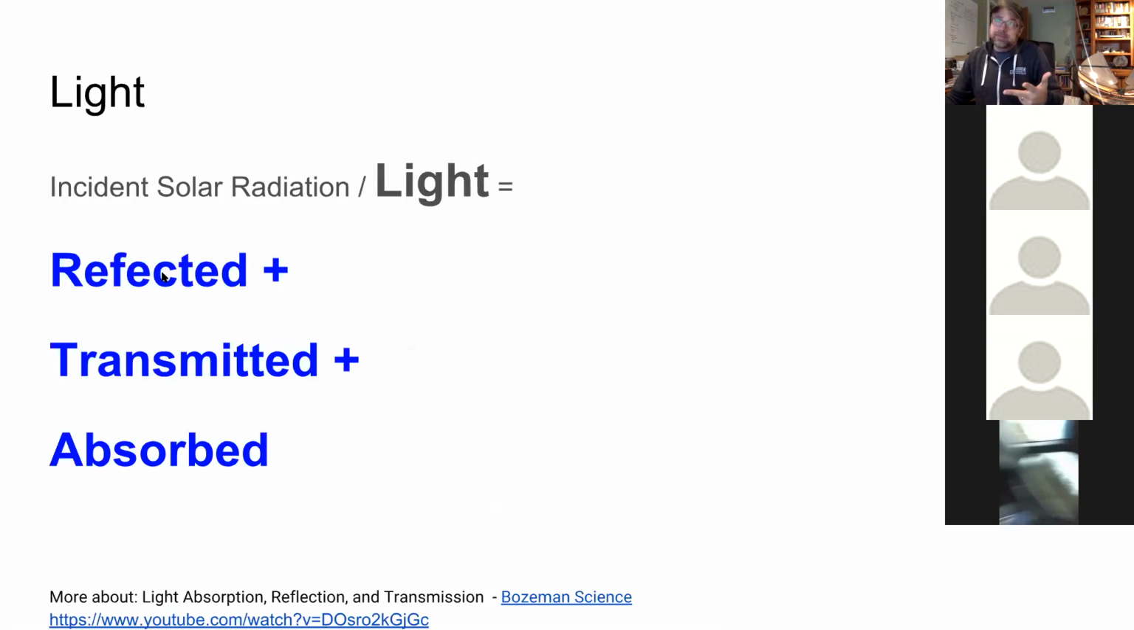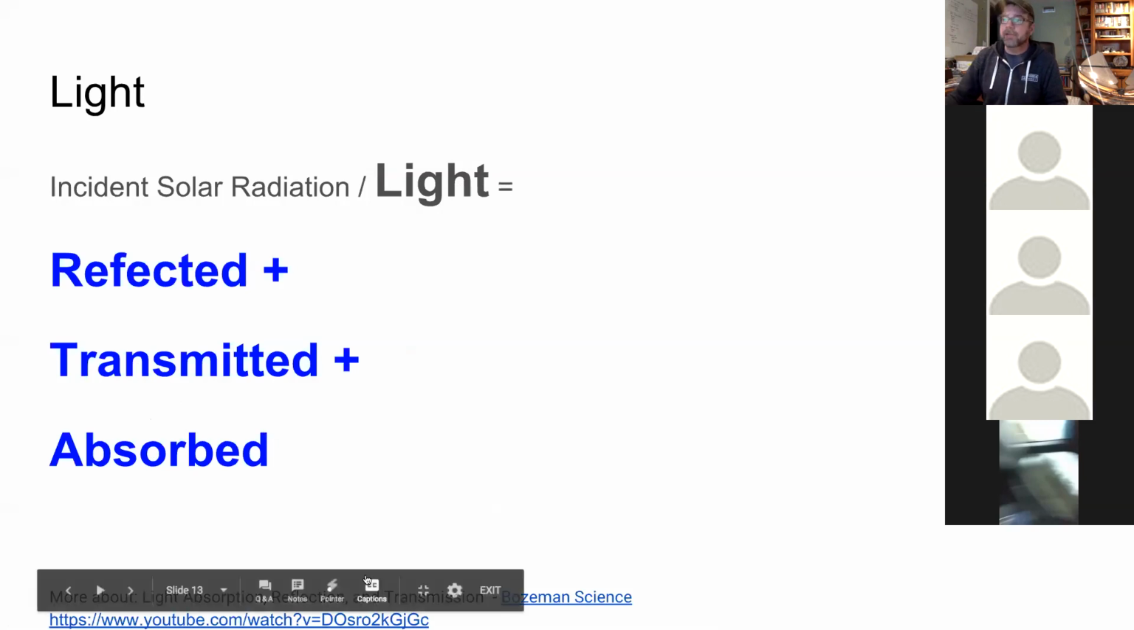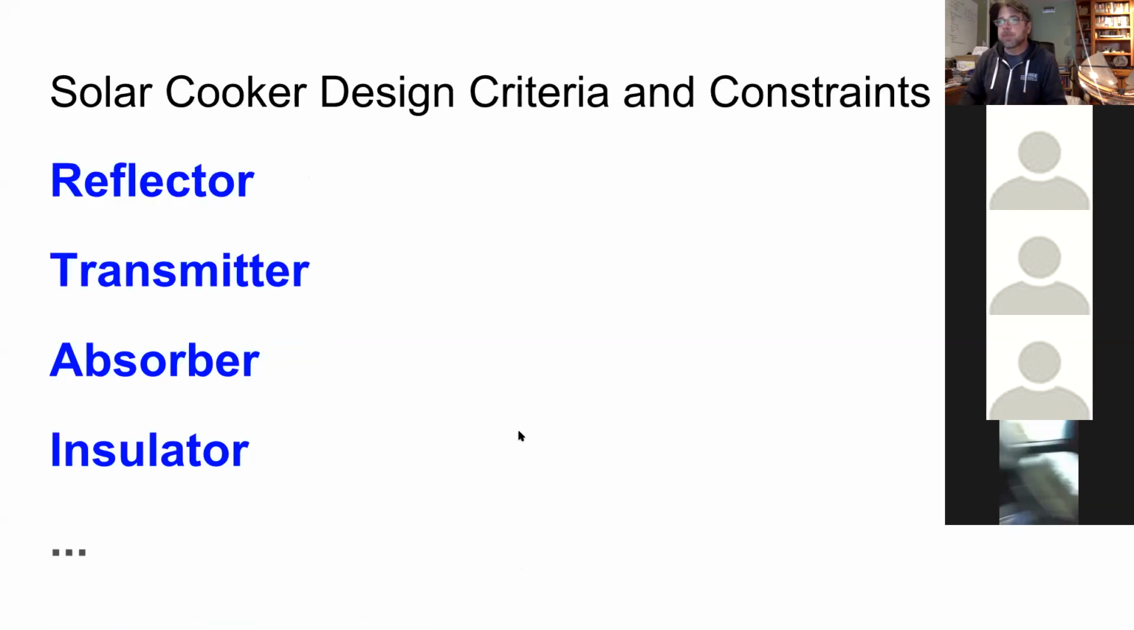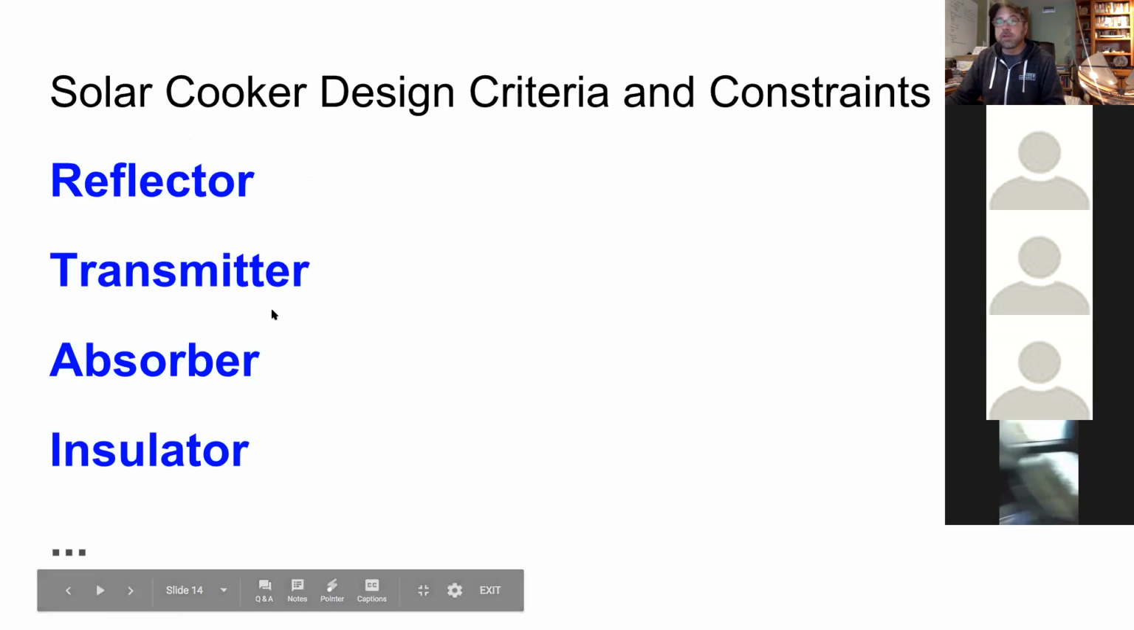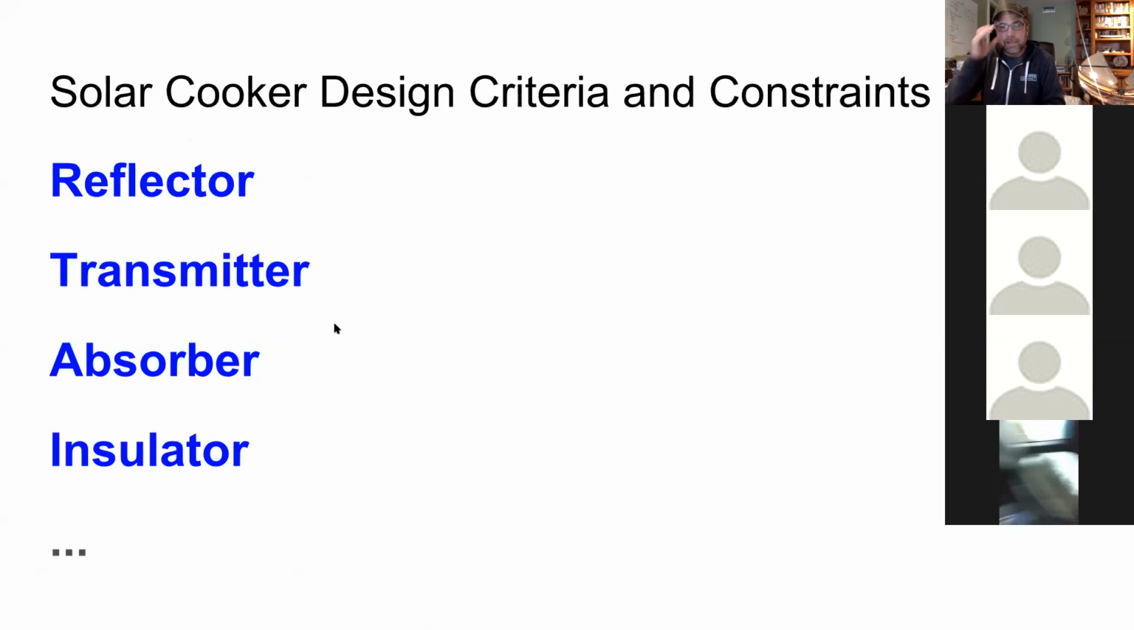These are really the 3 things that can happen, and these are good things to continue to talk about when we talk about our design, and they move right into the design criteria. I'll share these slides here, and down at the bottom there's a really good video that talks about those 3 factors. So when we look at the design criteria, we have a reflector, transmitter, absorber, and insulator. These are the 4 things that we're really thinking about when we're designing our oven and looking at the design criteria for our oven.